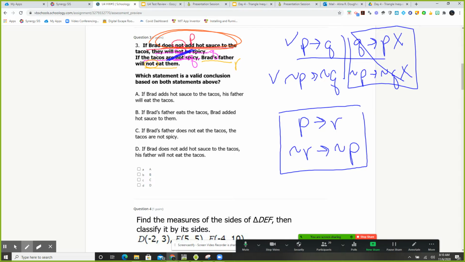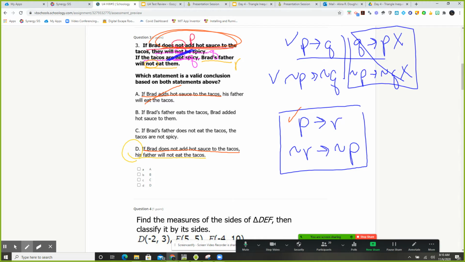Okay, so I'm going to look for the P at the beginning. Do any of them have Brad does not add hot sauce to the tacos at the beginning? If Brad adds hot sauce, that's not going to work. If Brad does not add hot sauce to the tacos, that's P. Then I'm looking for the R. His father will not eat them. That's the R. I think D is my right answer.